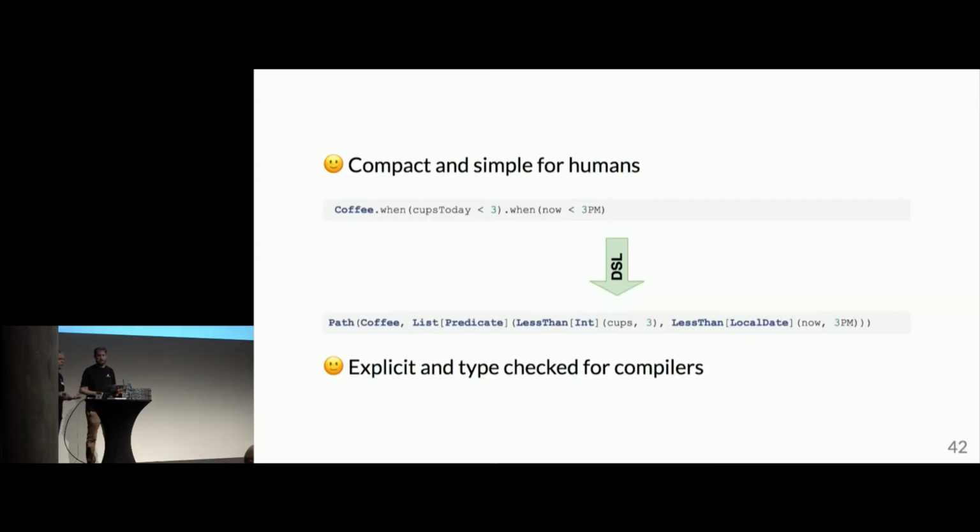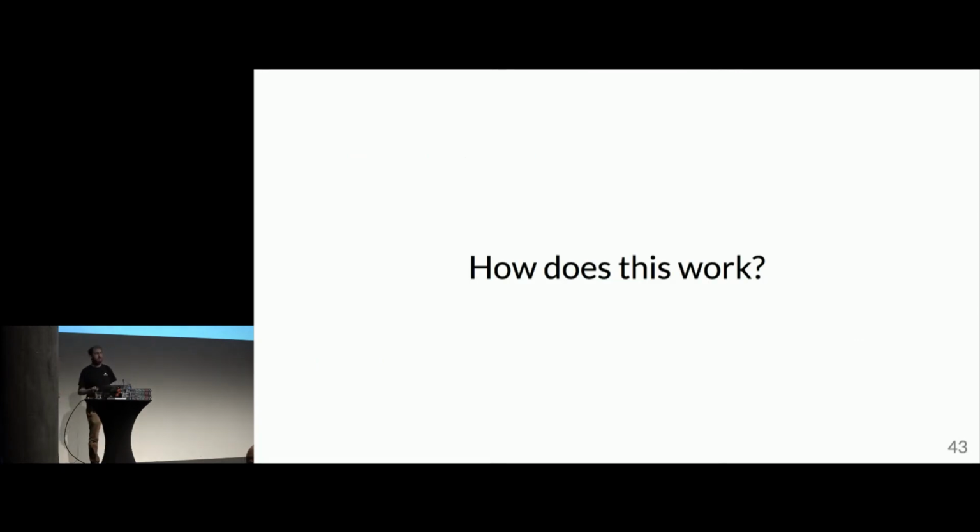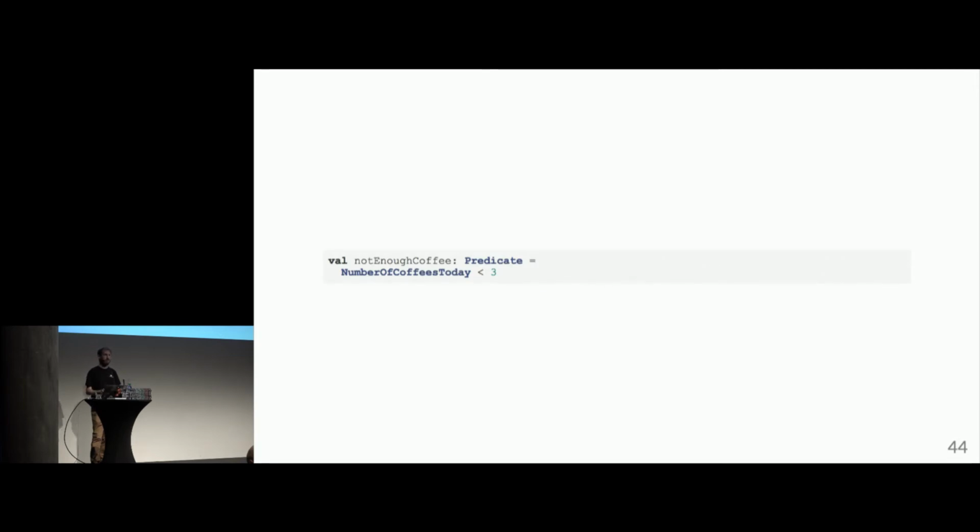Okay, so what we want to do is take this nice, compact, simple, human-readable form and turn it into something that's explicit and type-checked for the compiler. Cool. So just really a few words about the mechanics of what's going on under the hood here. So this is what we want to do. We want to be able to build predicates using our syntax. In Scala, this less than symbol is actually a method call. So it looks something closer to this. The only issue is number of coffees today doesn't have a less than symbol method.